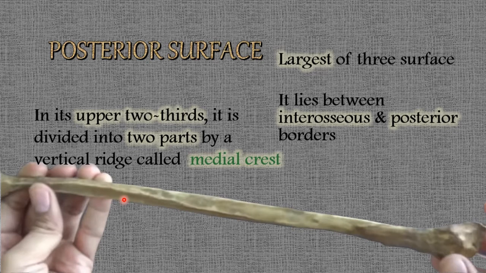Now again I repeat, the posterior surface is the largest of three. It lies in between the interosseous and posterior border. In its upper two-thirds, it is divided by a medial crest into two parts. The lateral part which is grooved or depressed, whereas the medial part is a flattened surface.